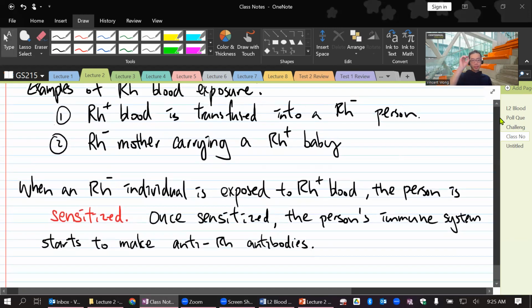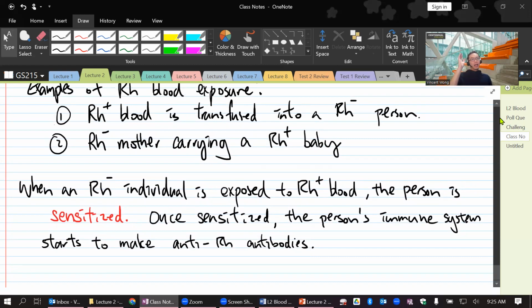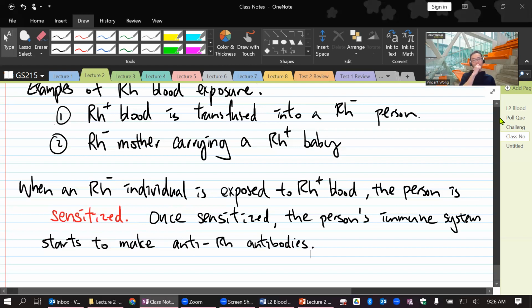Now, listen and see if this following explanation makes sense to you. Consider an Rh negative person that has not been sensitized before. So this person has never been exposed to positive blood before. Is it okay to give them Rh positive blood just for once? And how long would it take for them to be sensitized?